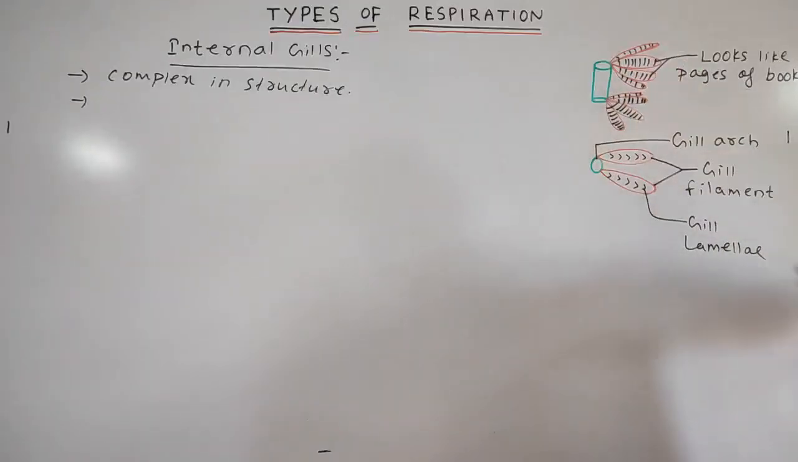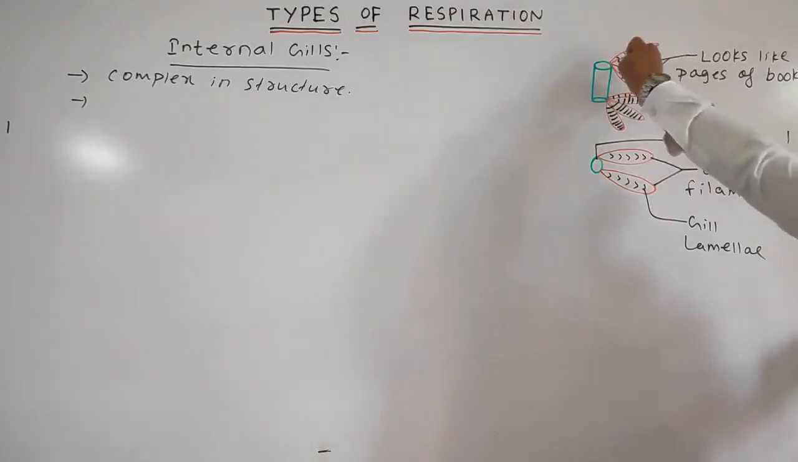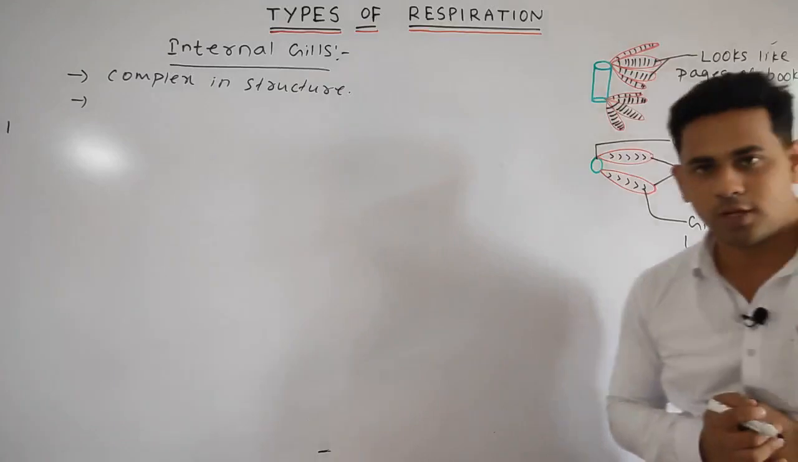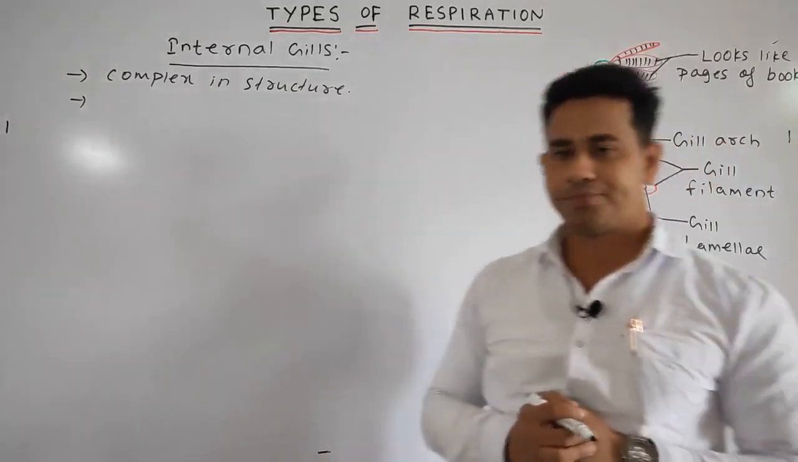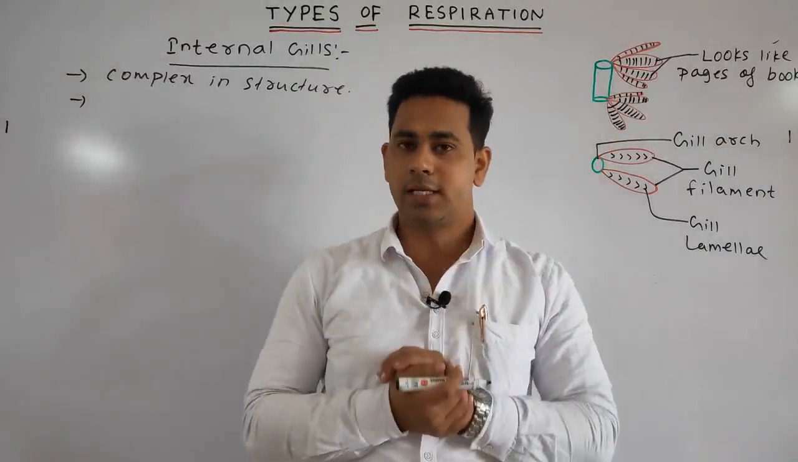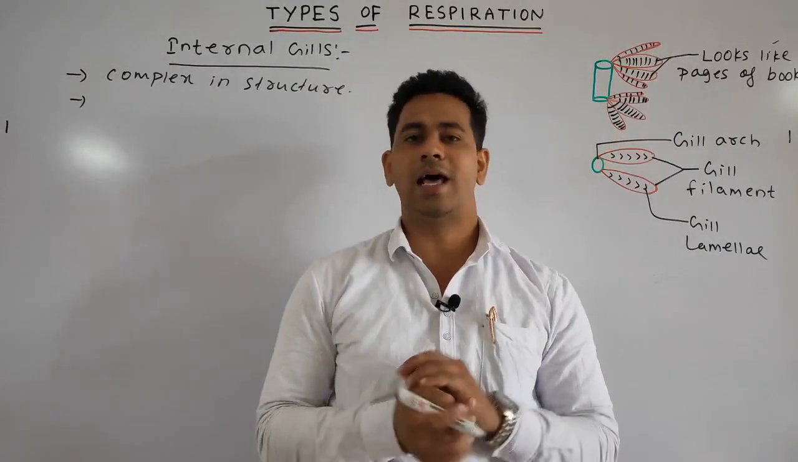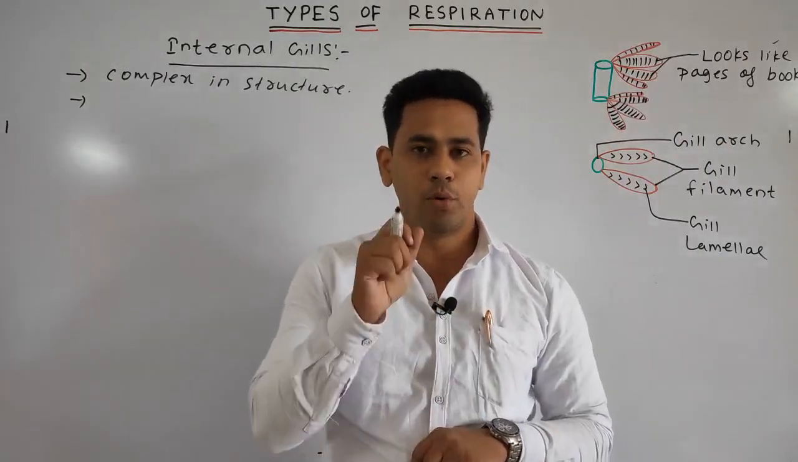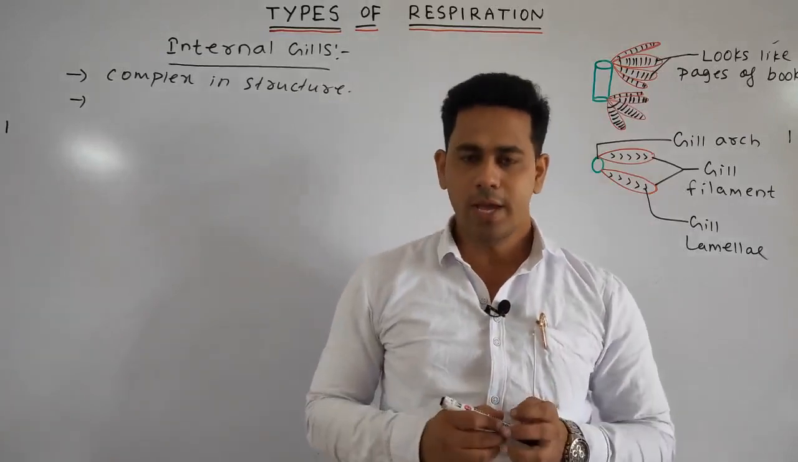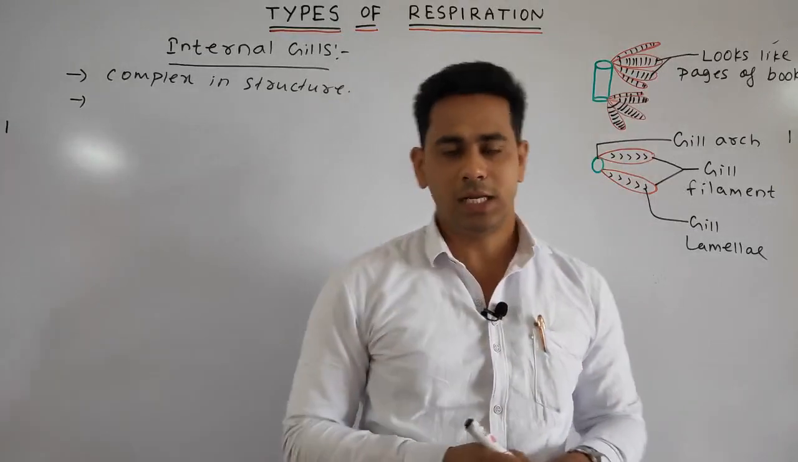Okay, you can see here the diagram. It is somehow complex in structure, and the gills are arranged in such a manner that it looks like the pages of a book. Okay, next, in the internal gills, these internal gills are being covered by a bony structure called the operculum, which forms the gill chamber.